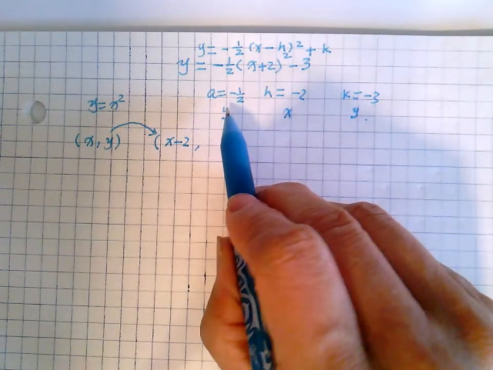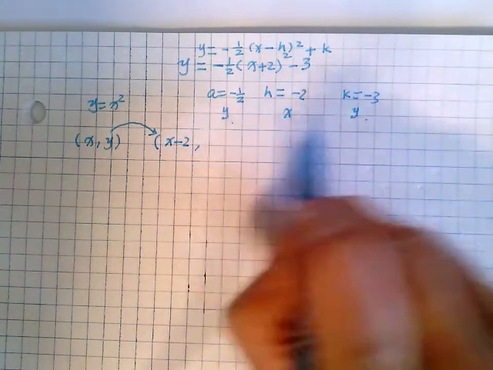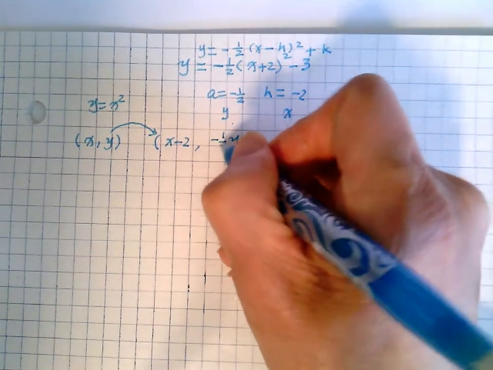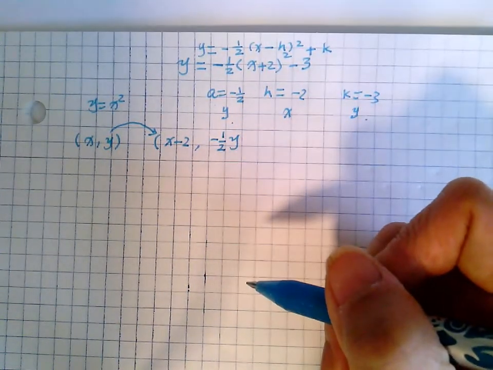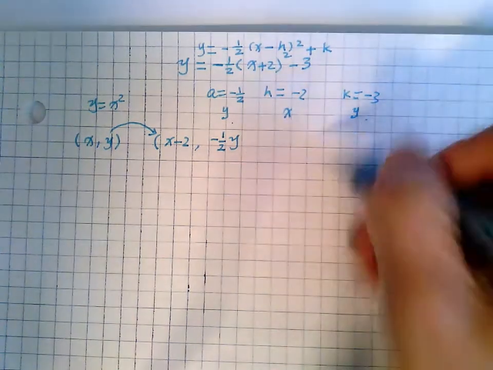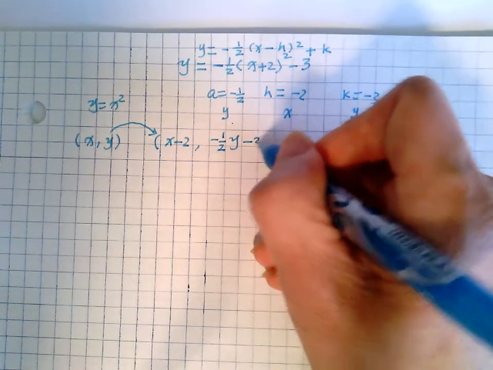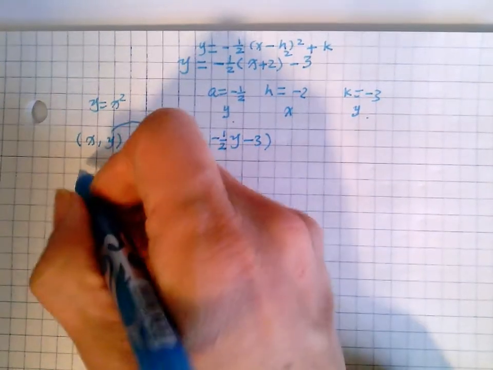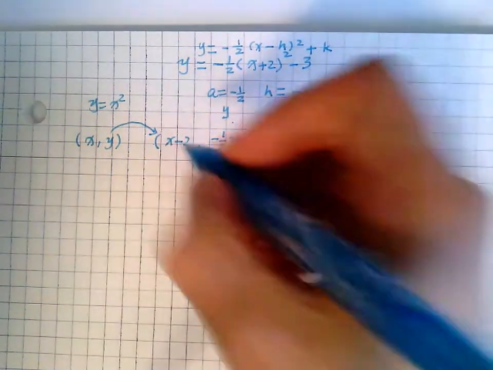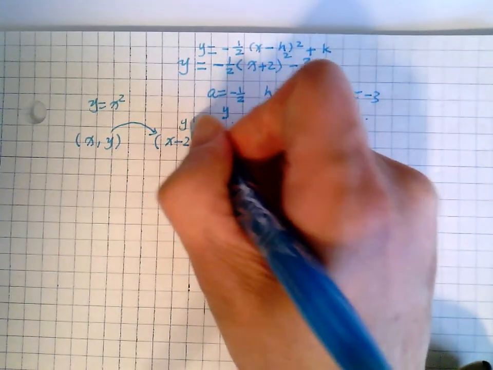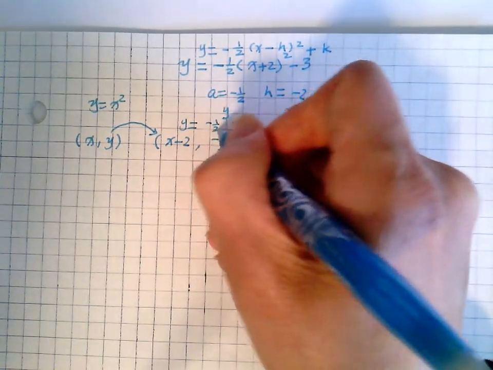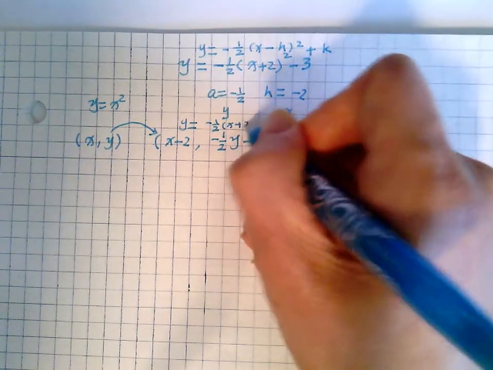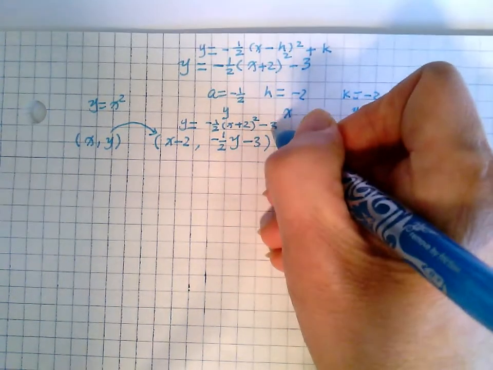And your y value is affected by 2 parameters, a and k. Your y is first stretched by a factor of negative a half, and then k shifts it down by 3. That is your new point. So therefore, for any point on y equals x squared, all the points will be on the graph of negative a half times (x plus 2) squared minus 3.